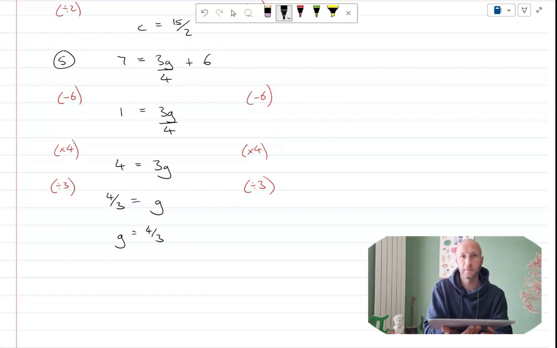And hopefully this has banished that fear of, oh, it's not a whole number, so I don't know how to deal with it. Just use the rules, follow the principles, and it will all drop out nicely.